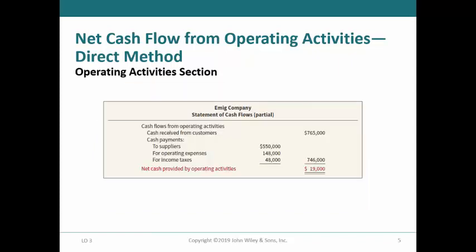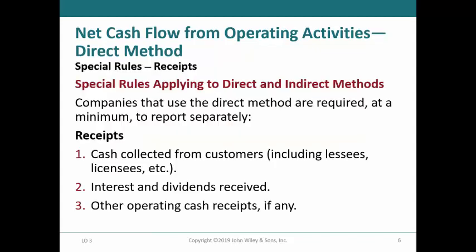This slide shows a simple operating activities section for Emig Company using the direct method. The cash received from customers is the first amount shown, and from this the cash payments to suppliers for operating expenses and income taxes is subtracted to arrive at net cash provided by operating activities.